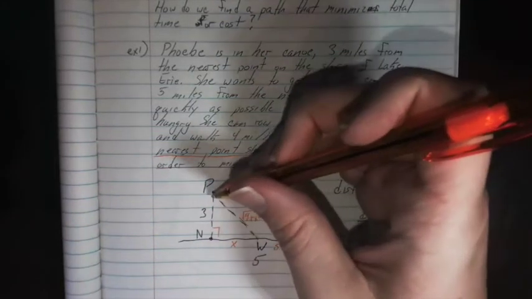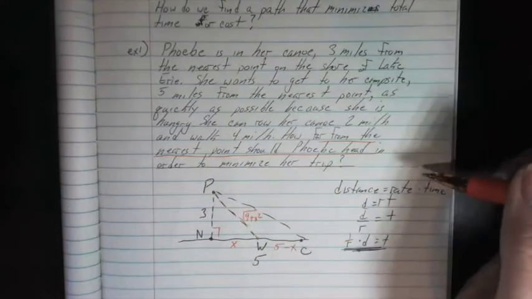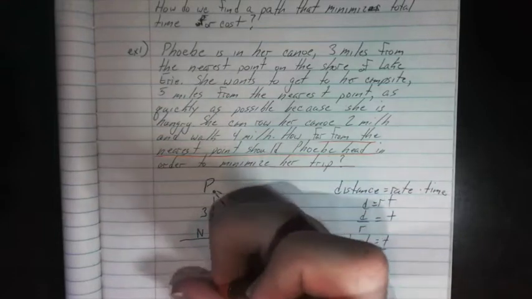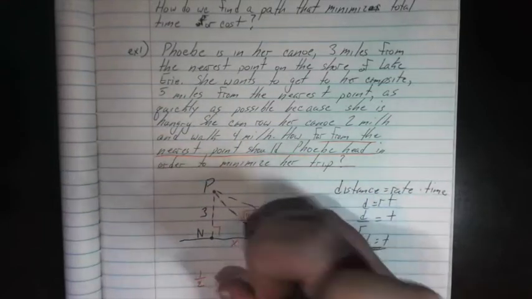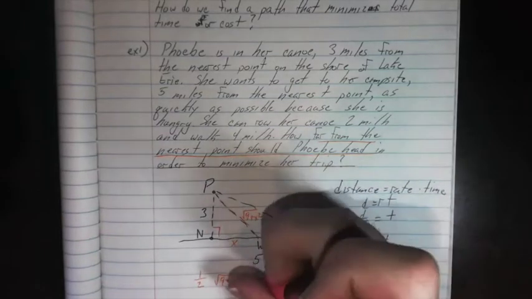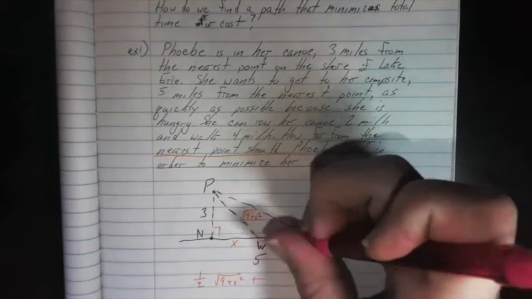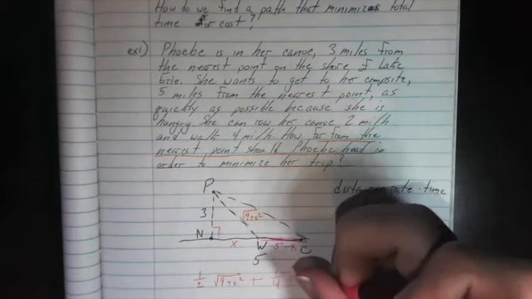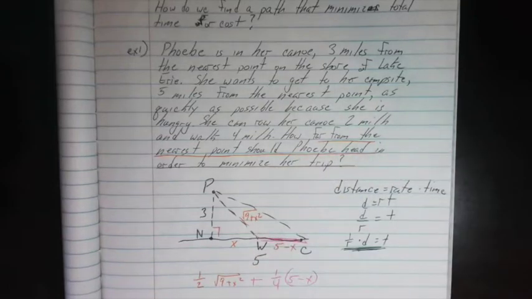So she's canoeing, so it's going to be 1 over her canoe speed. So 1 over 2 times the square root of 9 plus x squared. And then that's going to be plus her walking speed. That's going to be this part right here. And her walking speed is 4, so it's 1 over 4 times 5 minus x. And that's how long it's going to take her.